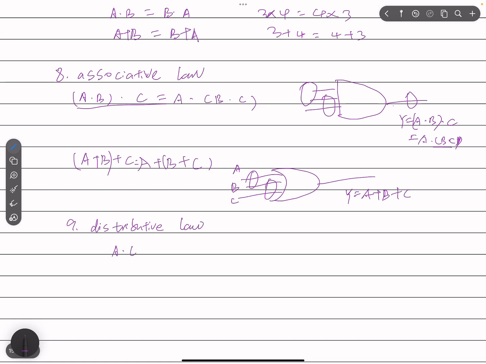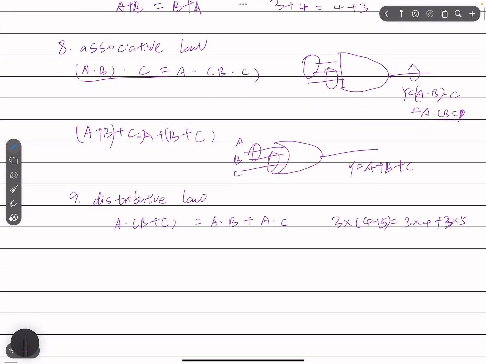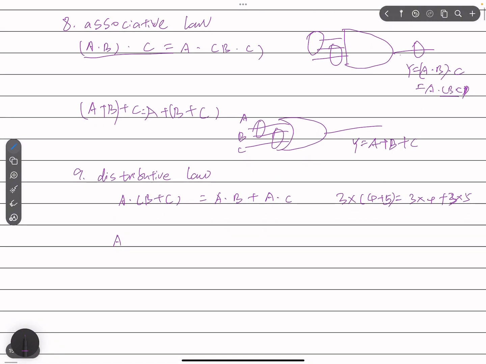Which is A times (B plus C) equals A times B plus A times C. It's kind of like 3 times (4 plus 5) equals 3 times 4 plus 3 times 5. And we also have A plus (B times C), which equals (A plus B) times (A plus C).